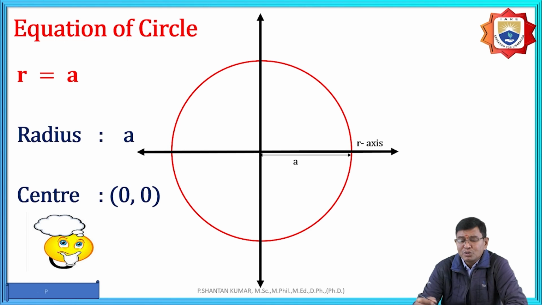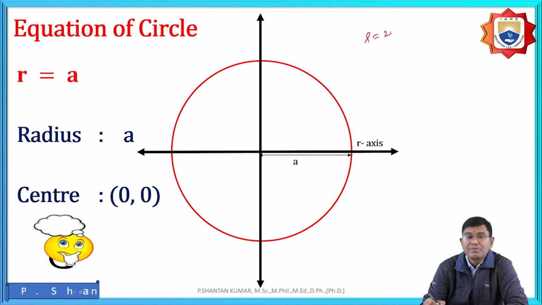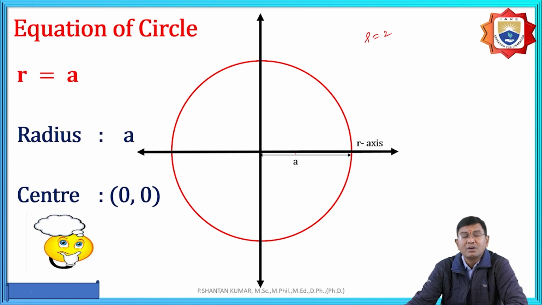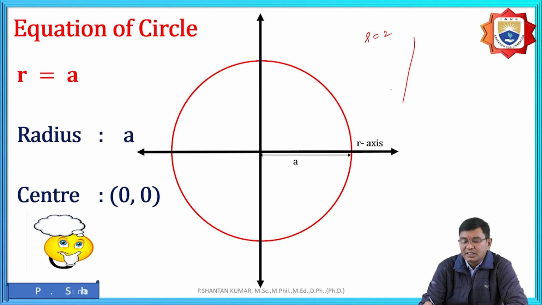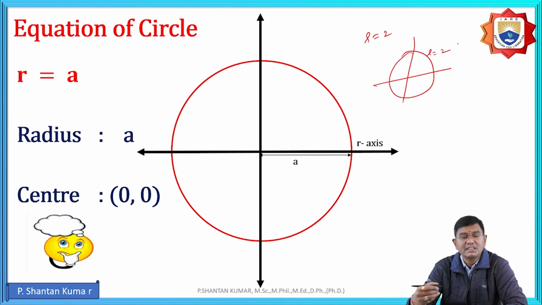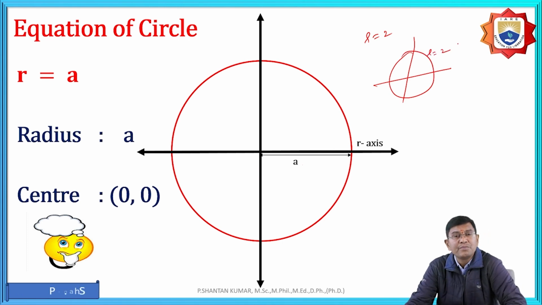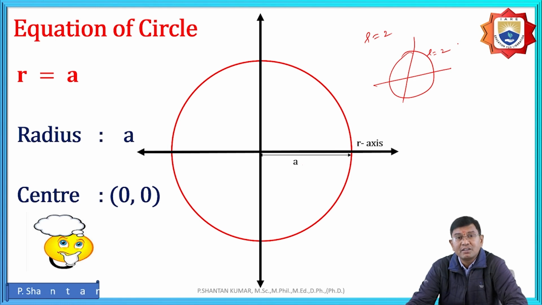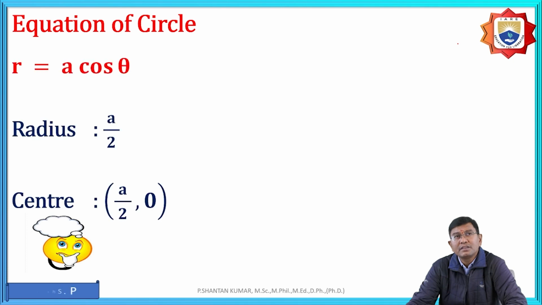For example, a is equal to 2 means r is equal to 2. We also need to assume the two conditions for a. Here the structure is r is equal to a. This is one example to understand the circle's equation and what type of structure the given equations have. And next one, r is equal to a into cos theta.